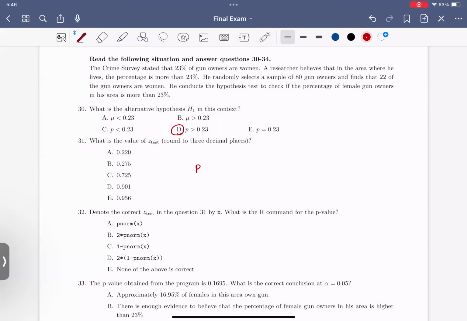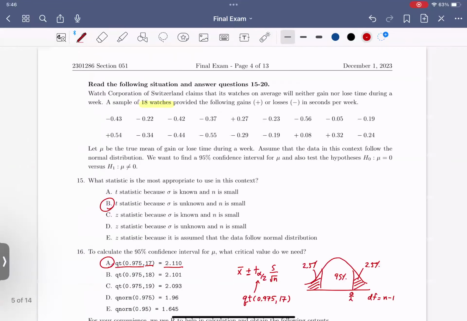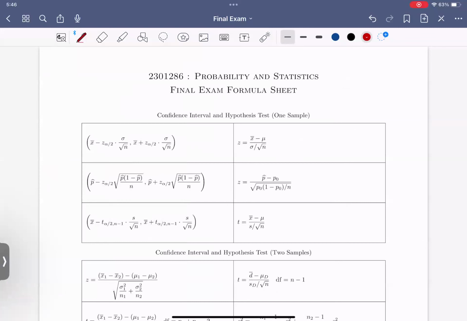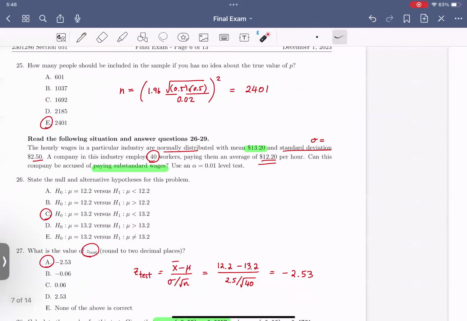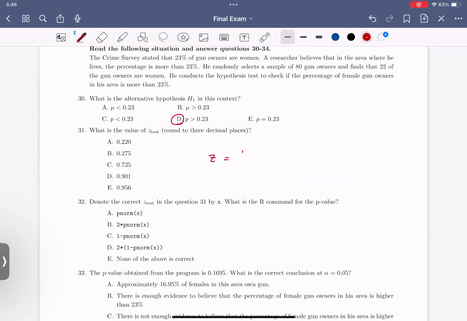All right, you're going to use the Z test as well. But this time, remember that the formula is on the formula sheet. We're going to go back a little bit. You have here p hat minus p naught over square root p naught times 1 minus p naught over n. So Z is equal to p hat minus p naught over square root p naught times 1 minus p naught over n. Make sure that you plug in the correct one, because p naught here is actually 0.23.